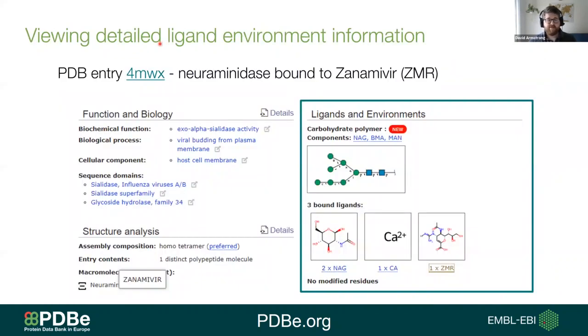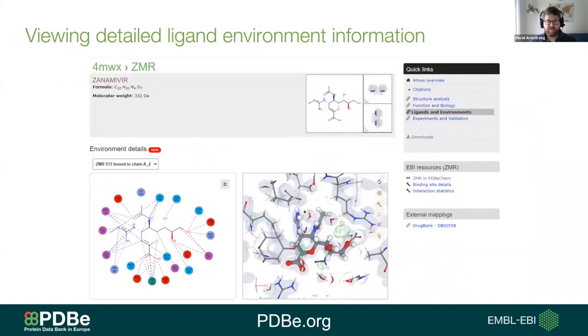So in this case, I'm going to go to PDBe entry 4MWX, which is a structure of neuraminidase bound to zanamivir. And here it is on the entry page for this. If I click on that, it will take me to the ligands and environments page for that specific ligand in that entry. What this does is show me a component in 2D, which highlights in detail all of the interactions. And this is interactive as well.